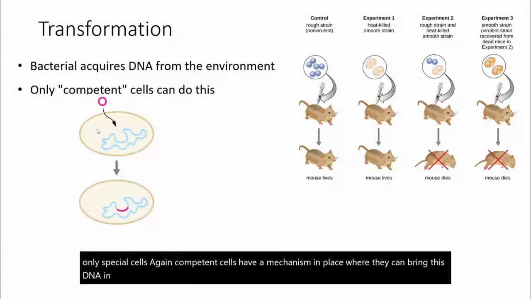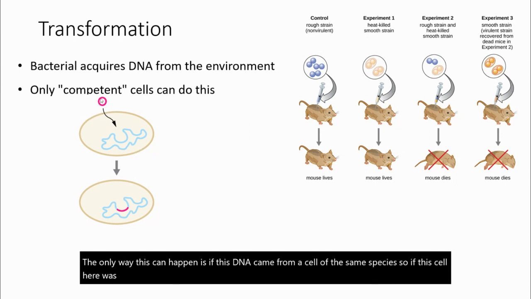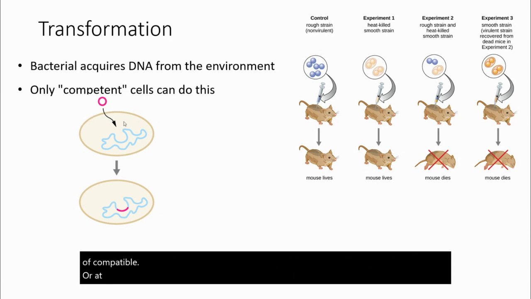Now, normally, the only way this can happen is if this DNA came from a cell of the same species. So if this cell here was E. coli, then this DNA likely came from a dead E. coli cell because they're kind of compatible, or at least related evolutionarily. I think I just made up that word.